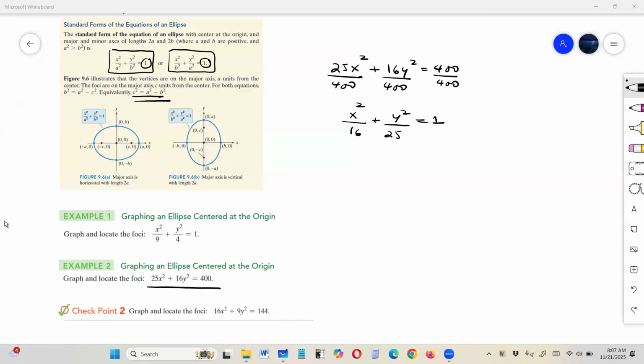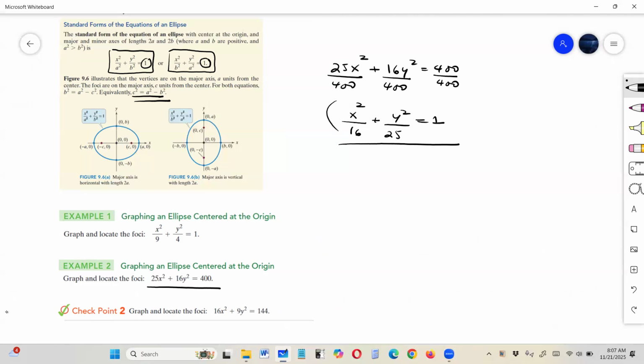Yep, that is correct. Just want to make sure. All right, so now this equation is in standard form. So now we ask ourselves the very first question: is the major axis the x or the y?